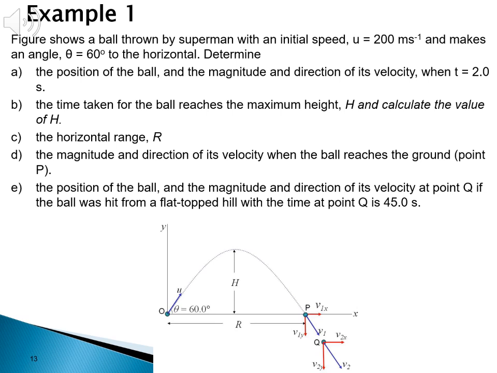Take a look at example 1. The figure shows a ball thrown by Superman with an initial speed u of 200 meters per second, making an angle theta equal to 60 degrees to the horizontal. Determine the position of the ball and the magnitude and direction of its velocity when t is 2.0 seconds. To answer the question, you have to identify the horizontal and vertical components.